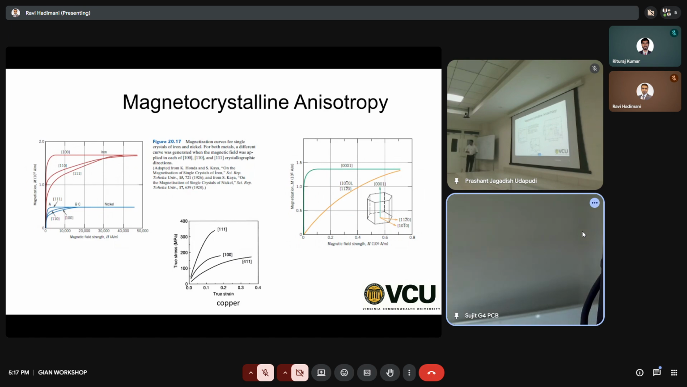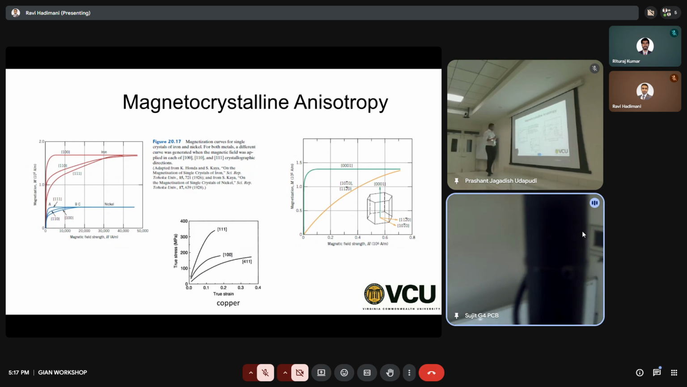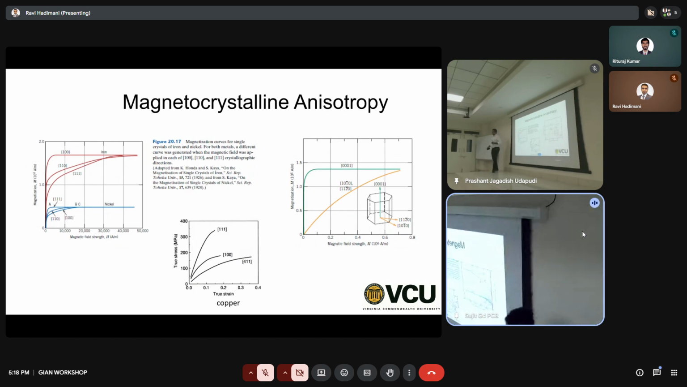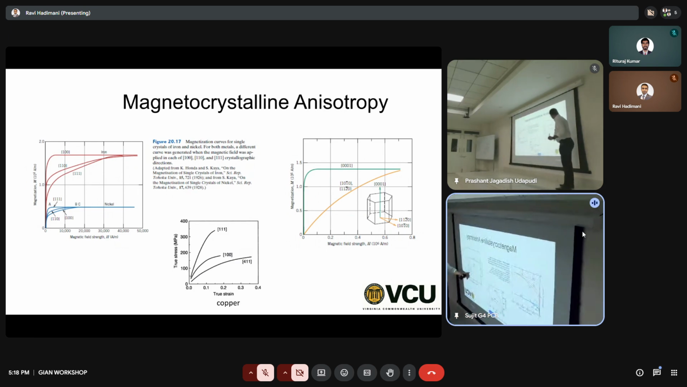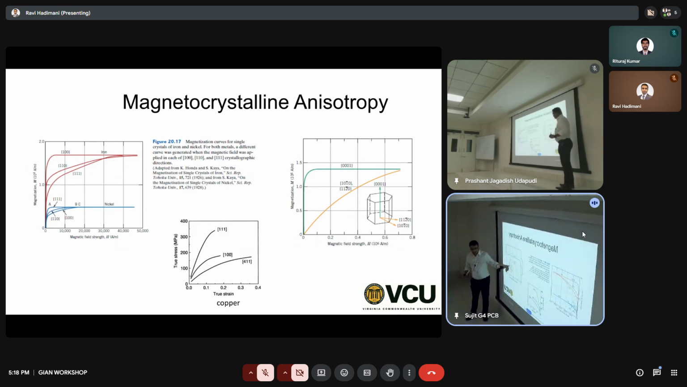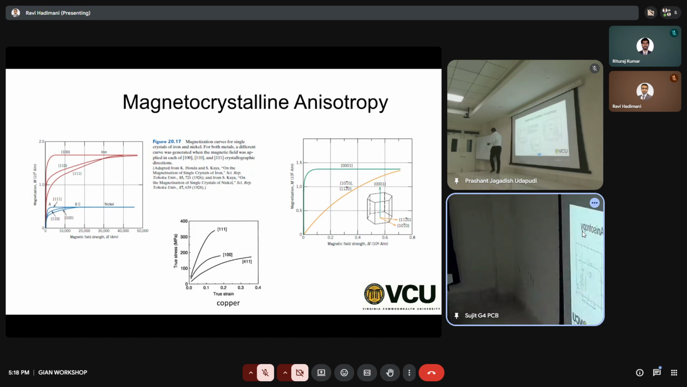So this is directionality, and that is what is called anisotropy. This comes because of the crystalline nature, and it is called magnetocrystalline anisotropy. Different crystals, if it's hexagonal, always have an easy axis. The longest axis of the hexagon is always the easy axis, and it has much higher magnetocrystalline anisotropy compared to the base planes.